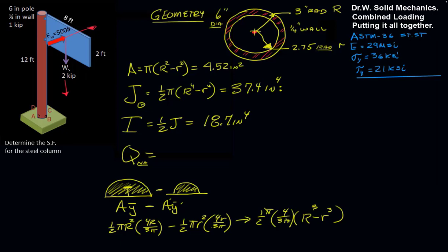The pi's will go, the 4 will turn into a 2, and we find a nice shortcut for calculating the Q of hollow round pipes as 2/3 of R cubed minus r cubed. If we plug in our appropriate values for R, we get 4.135 inches cubed. And that's a formula worth keeping.